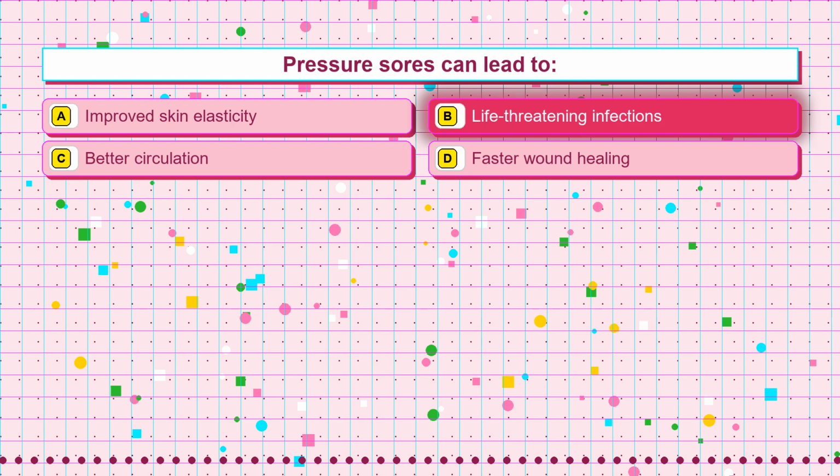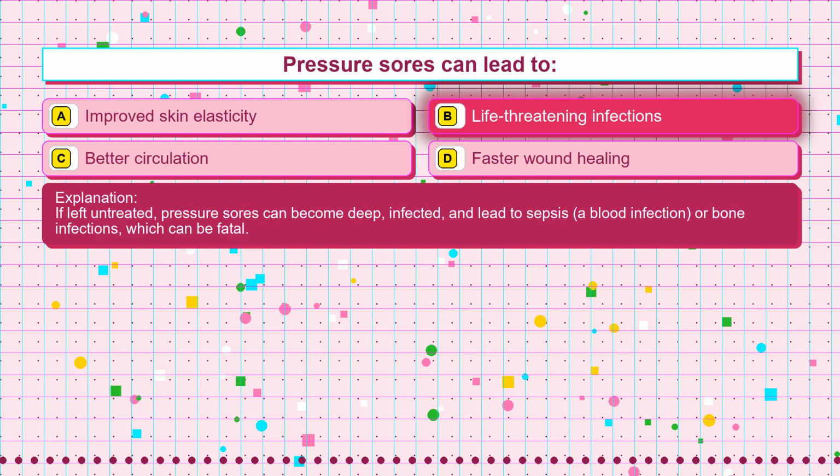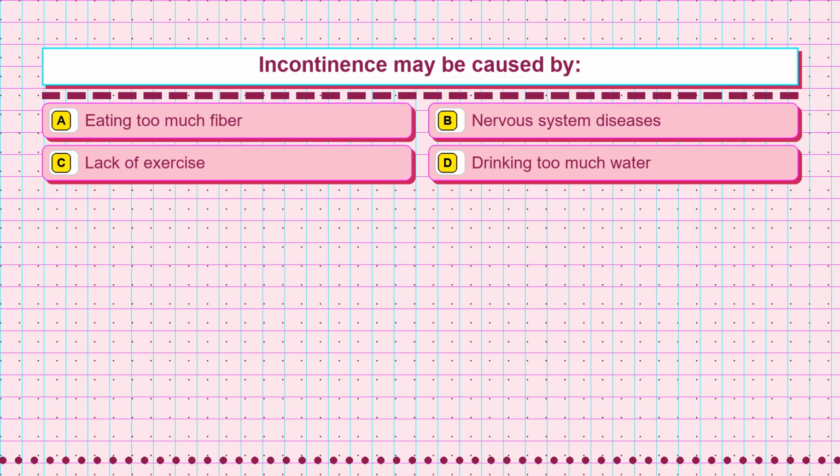The correct answer is option B, life-threatening infections. If left untreated, pressure sores can become deep, infected, and lead to sepsis, a blood infection, or bone infections, which can be fatal.